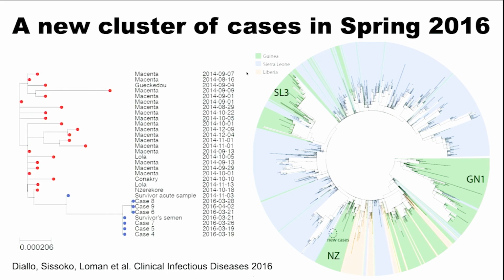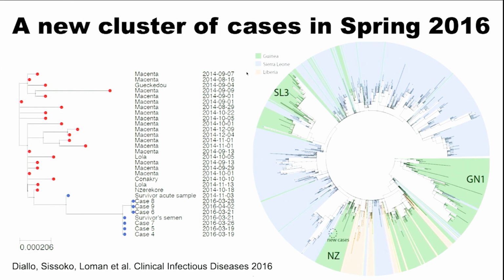And we look at that as a more fine-grained phylogeny. What we can see is we have a bunch of cases that are all either indistinguishable or different from one SNP in March, April 2016. And if we go to the most recent ancestor, that's a survivor case. And if we go back one more, that's a case from exactly the same region.